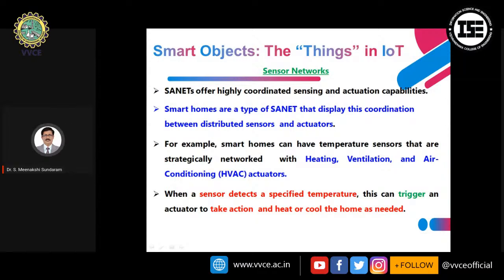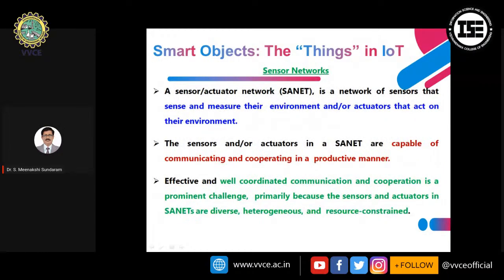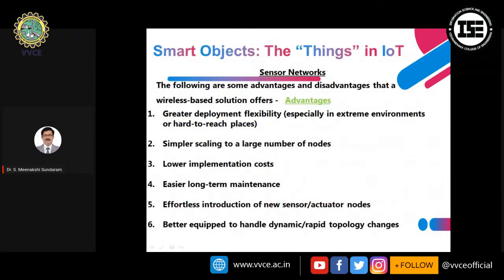For example, a smart home can handle temperature sensors and strategically network with heating, ventilation, and air conditioning, the HVAC actuators, for heating or ventilation or air conditioning requirements. So a sensor detects a specified temperature that can trigger an actuator to take action and heat or cool the home as required. So it can understand the environment and it can do this on its own today.